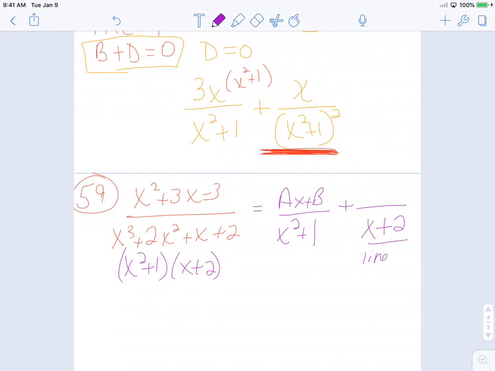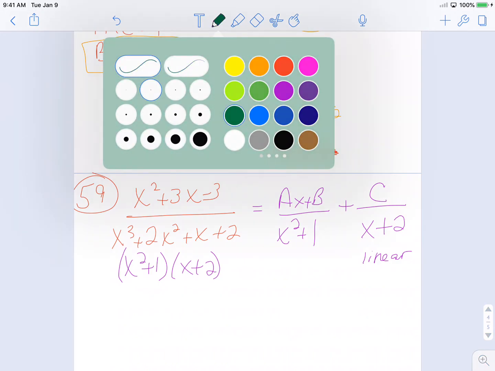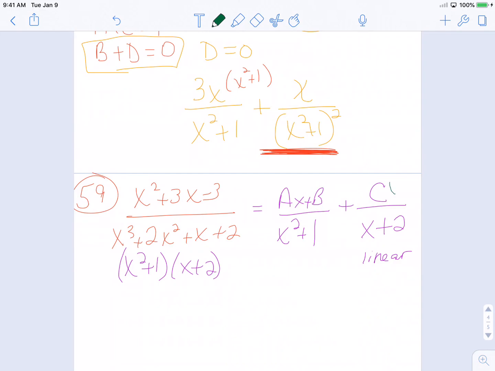Since this is linear, we have to make sure that the fraction is a proper fraction. So the only thing that is smaller than x, or a lower power than x, would just be a c. So the only thing that can go on the top is a number, because if you have an x in the denominator, the only lower power than x would just be a number itself. So applying the common denominator, this one gets x squared plus 1, and this one gets the x plus 2.